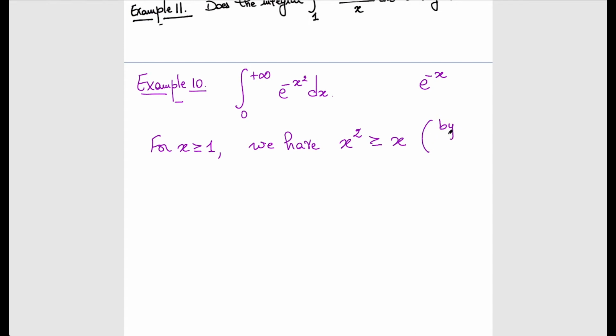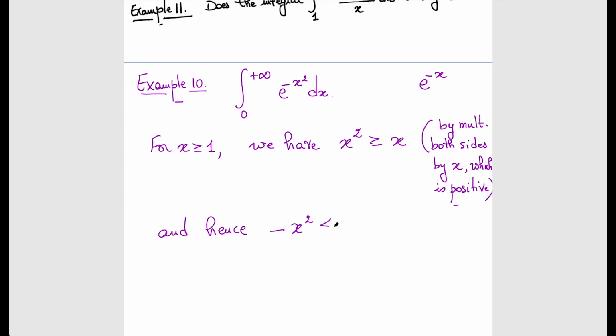This is by multiplying both sides by x. And x is positive here because it's at least 1, which is positive, correct? So for such an x, x squared is certainly at least x. And then if you multiply both sides by -1, you have to reverse the inequality sign. So greater than or equal becomes smaller than or equal. Hence negative x squared is less than or equal to negative x.